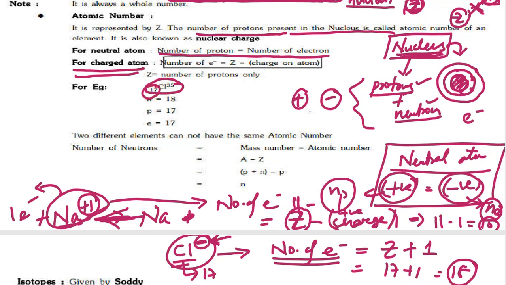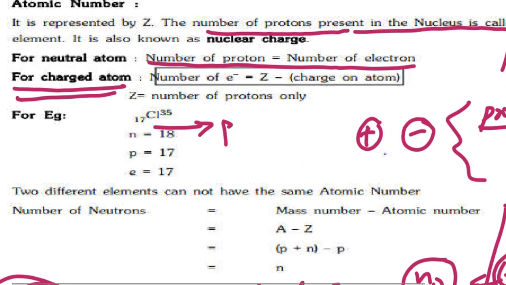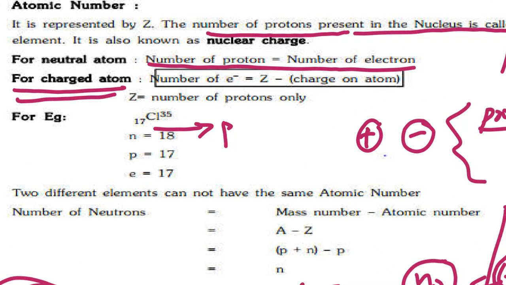The number written below will give you the number of protons. This is neutral, there is no charge on top, because this is neutral, you can say that the number of protons will be equal to 17 and the number of electrons also will be equal to 17. How many neutrons will there be?